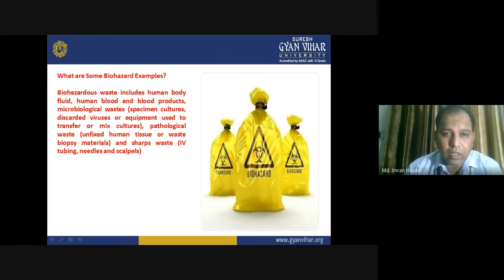So, pathological waste, unfixed human tissues, or waste biopsy material, like the things that are dealt with in the OT, the operation theaters. Any accidents in cases, the waste they have to discard from the operation theater. Sharp waste, tubing, needles, scalpels, all those things come under biohazardous material.